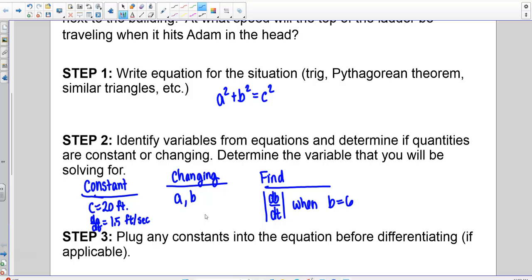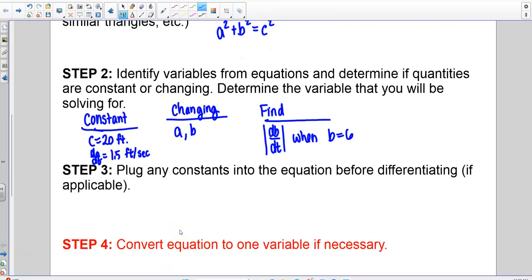All you're going to do is we're going to get a negative velocity because the ladder is traveling down, but speed doesn't have signs. So we can plug our constants in. So 20 can be plugged in. So I've got a squared plus b squared equals 20 squared.